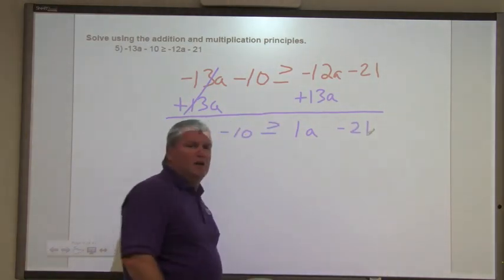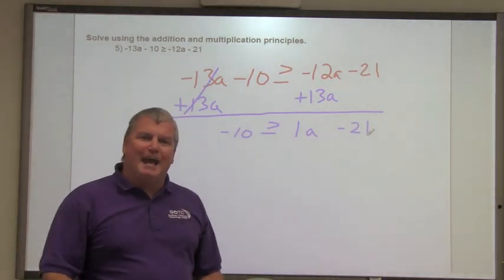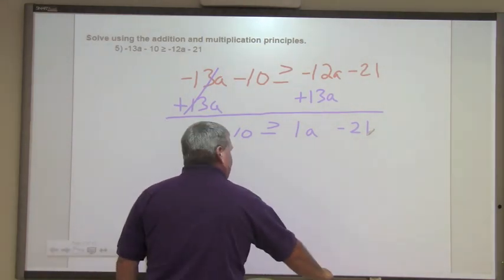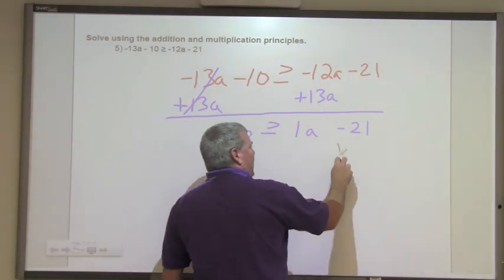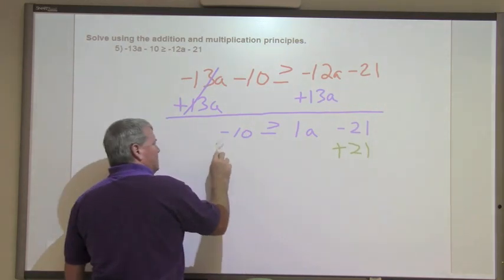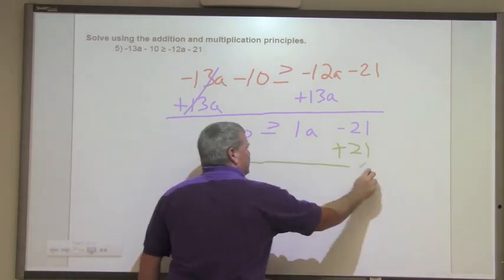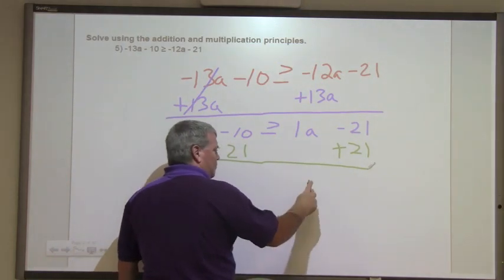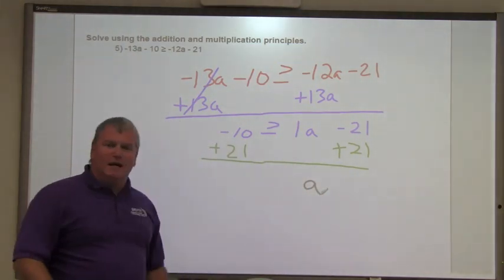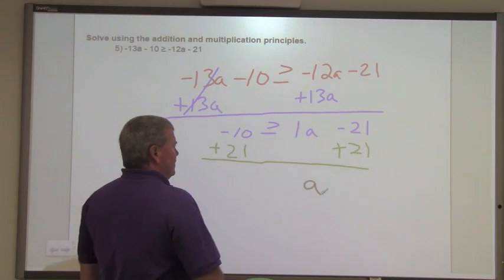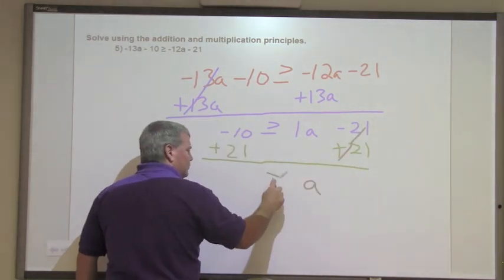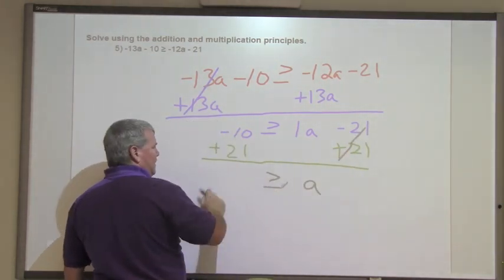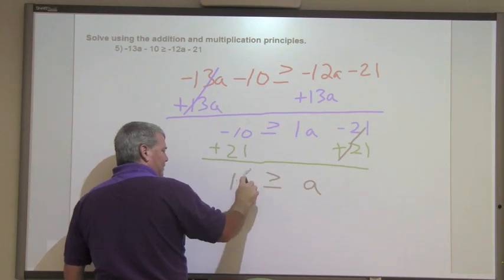Now, do you have to put the 1? No. 1a and a are the same, so if we don't want to put the 1 in there, we don't have to. Then I'm going to add 21 to both sides, because I'm trying to get a by itself. So now I have a, and I'm going to get rid of the 1 now, because 1 times a is a. 21, 0 out, greater than or equal to. And then negative 10 plus 21 is 11.